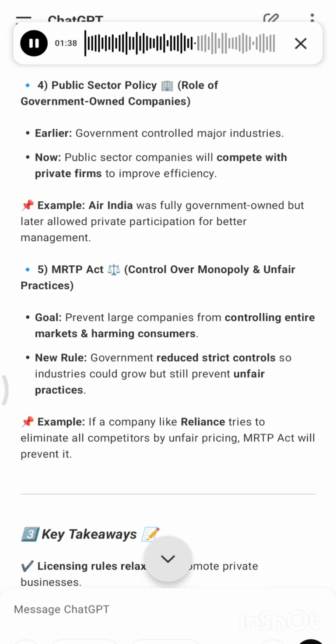4. Public sector policy, the role of government-owned companies. Earlier, the government controlled major industries. Now, public sector companies will compete with private firms to improve efficiency. Example: Air India was fully government-owned, but later allowed private participation for better management.